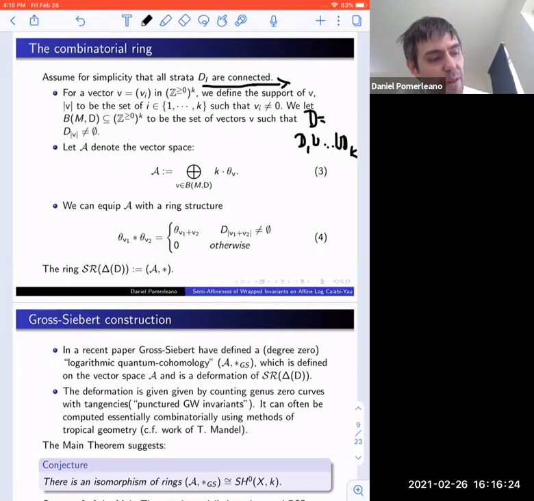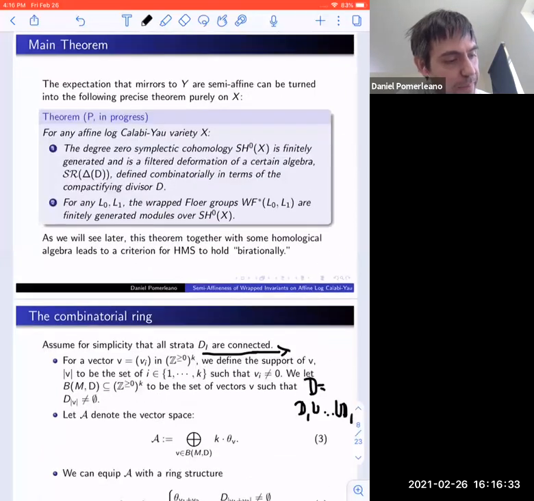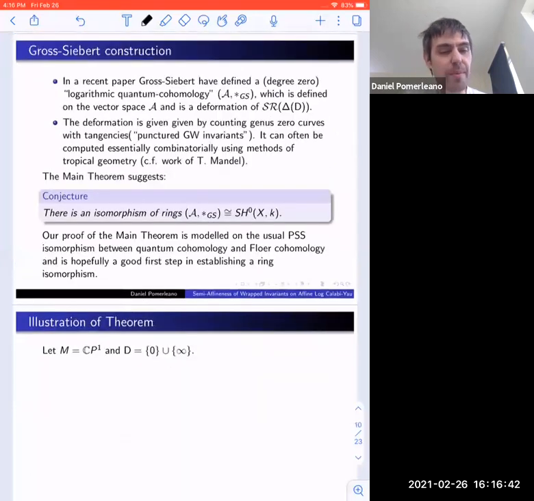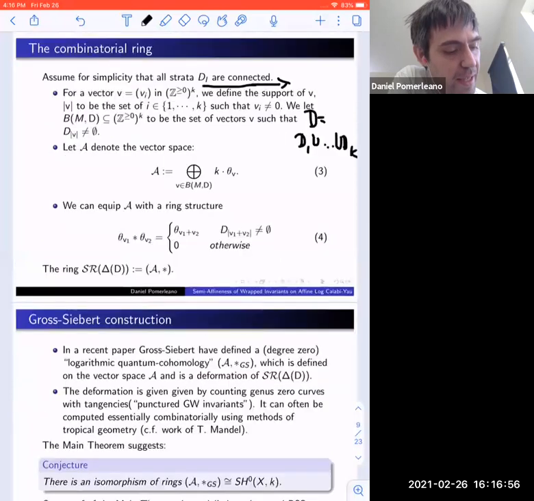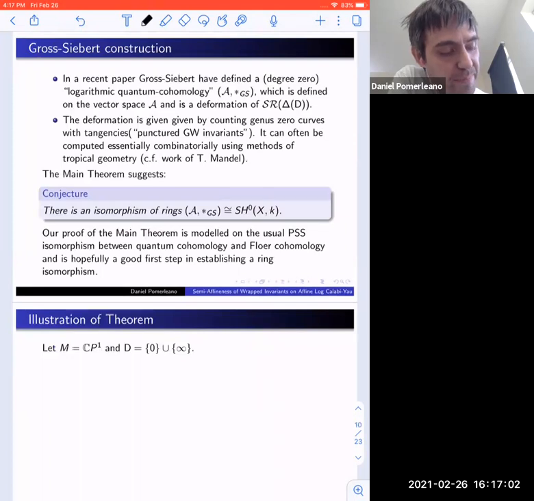And so part of the motivation for this additional part of the theorem, that symplectic homology is a deformation of SR of D, specifically comes from a recent paper of Gross and Siebert, who have defined a kind of degree zero logarithmic quantum cohomology. So it's also defined on the vector space A, and it's also a deformation of the Stanley-Reisner ring.